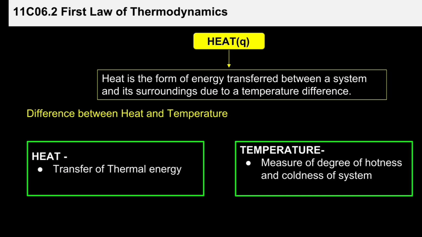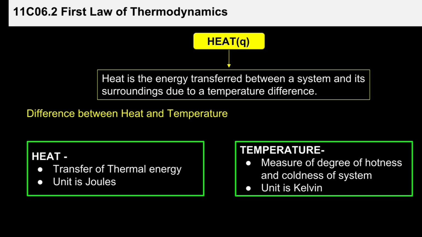So next, when we think about heat and temperature, the question that arises in our mind is: what is the difference between heat and temperature? Heat is the transfer of thermal energy, while temperature is the measurement of the degree of hotness and coldness of the system. The unit of heat is joule, while the unit of temperature is kelvin.